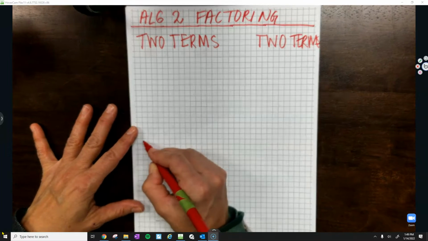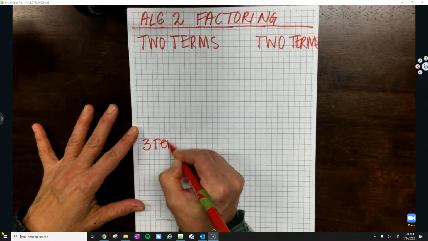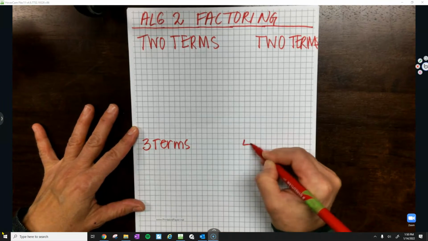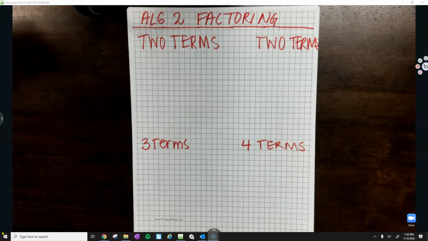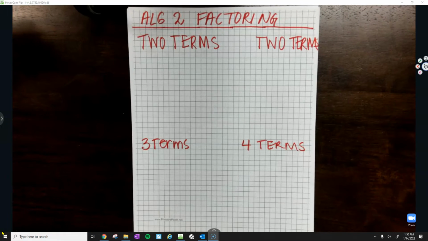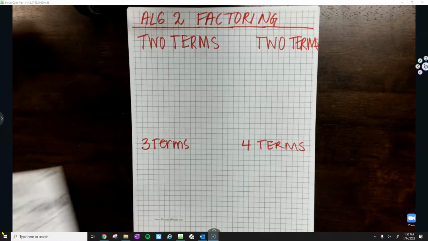Then we're going to talk about 3 terms. And then you guys are going to factor 4 terms. So these are our different categories: 2 terms, 2 terms, 3 terms, and 4 terms.